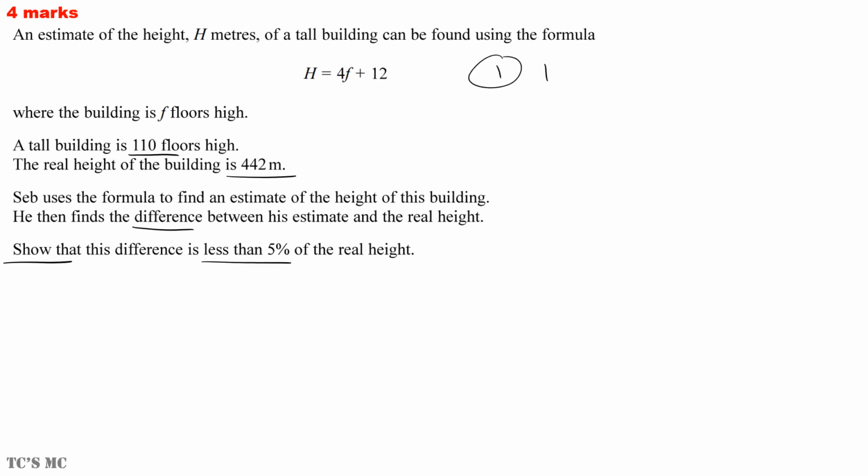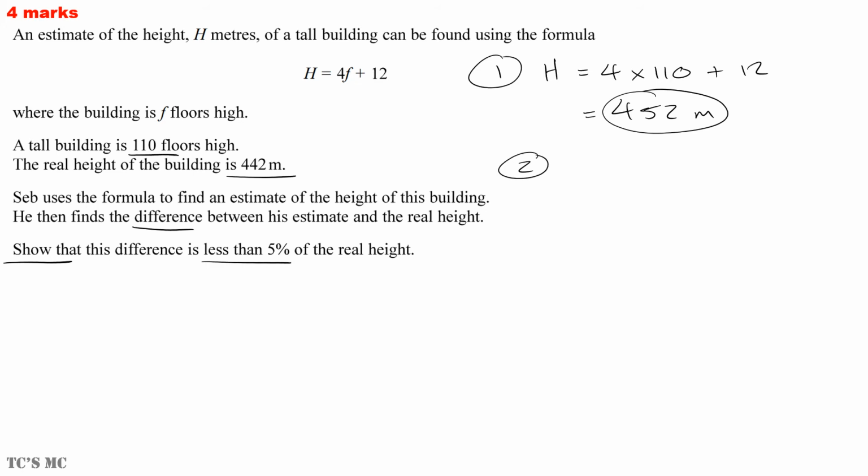Step 1, work out the estimate. So we need to do 4 multiplied by 110, add on 12. We now have 1 mark. That gives us 452 meters. We now have 2 marks.